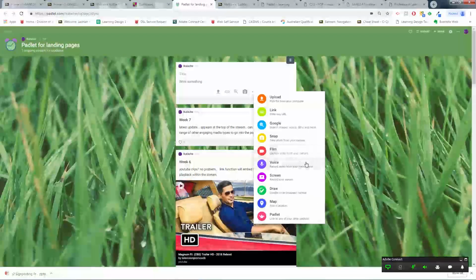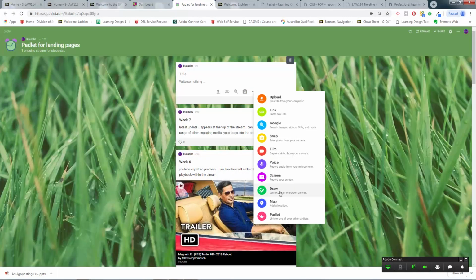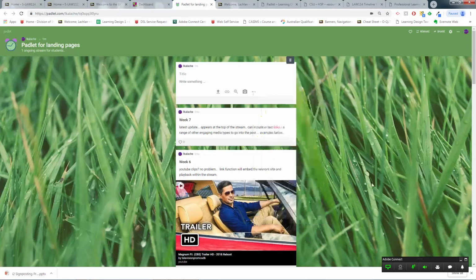So it could be videos, it can be pictures, it can be audio recordings. You can do a screen capture. It could be a drawing. I haven't used that myself. You can put in map locations, etc. I'm not sure whether you do that, but it's very, very versatile. With one click, you're adding multimedia content to your landing page.